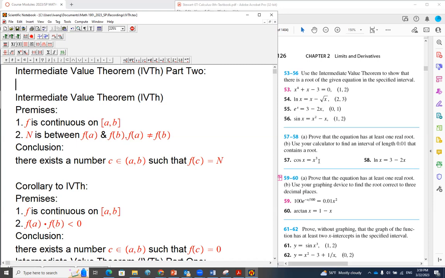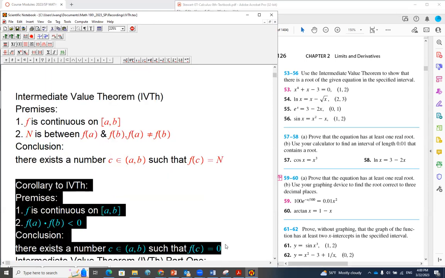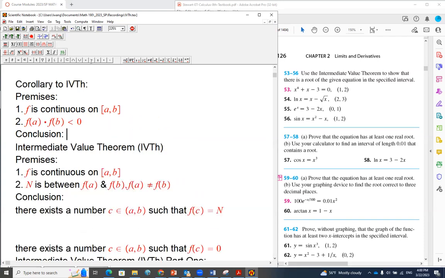I think I have given you this as homework: prove that the equation has at least one real root. We're not going to do the second part, which says to use your calculator to find the interval of length 0.01. We just want to apply the intermediate value theorem. I'll take the first one, and obviously, we're going to be using the corollary. So I'm going to put the corollary on top.